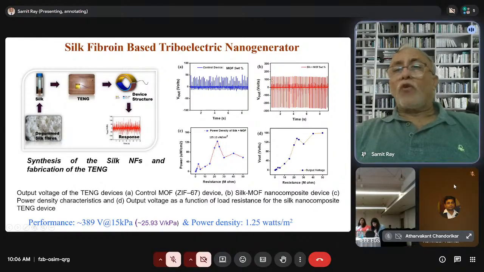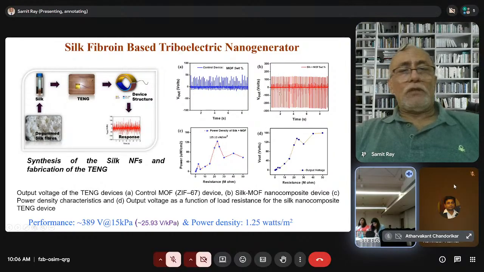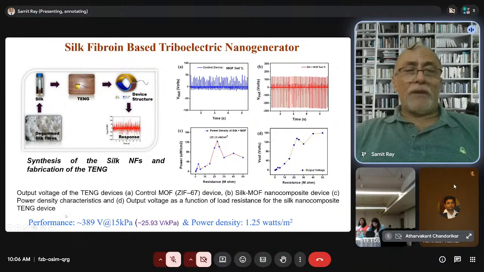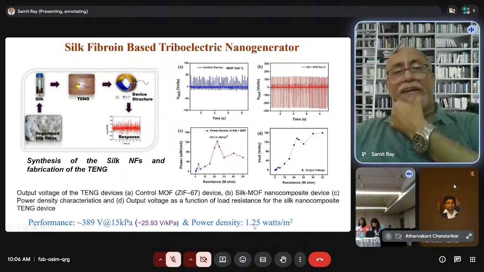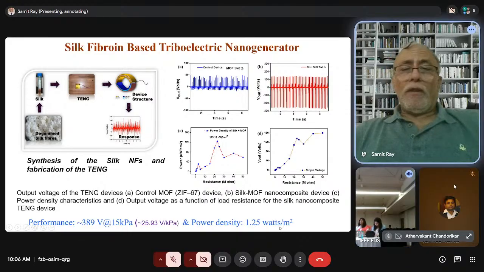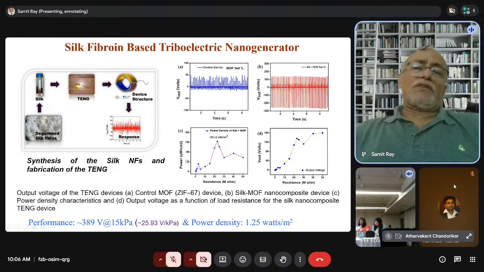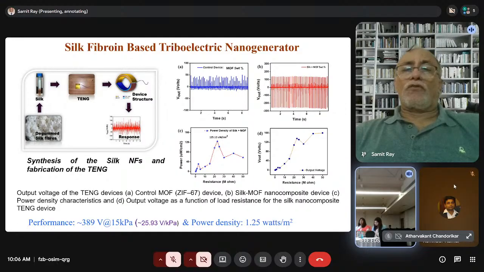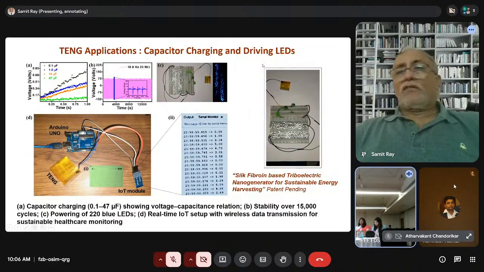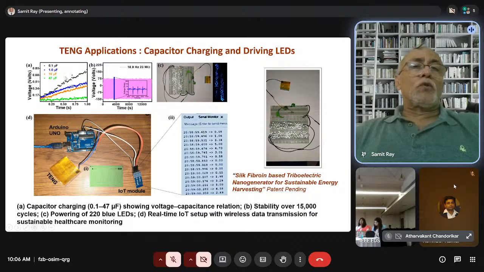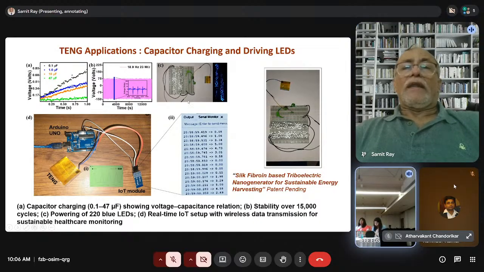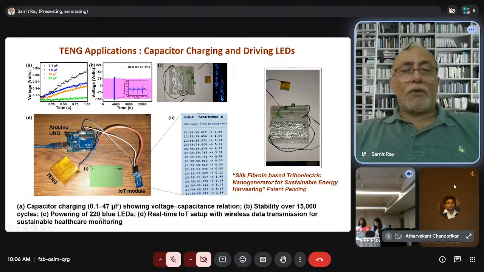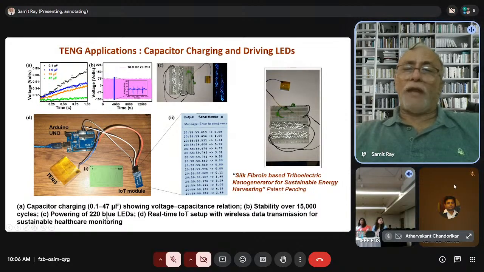As you see, the voltage output in this is some AC voltage, about 389 volts, and it gives rise to some power. The density is not very high. The current in this tribo device is very, very small, but still this is waste energy that is otherwise getting lost. So this triboelectric material is good to charge a capacitor or light up blue LEDs. 220 blue LEDs is simple.